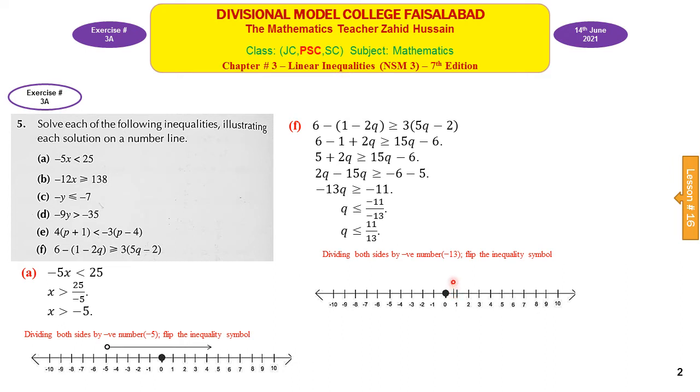So over this number we will draw a circle, and this circle will be shaded because this inequality symbol has an equal sign, and a line towards the left hand side because this inequality symbol is less than, q is less than or equal to 11 over 13. So this is the representation of this inequality on the number line.